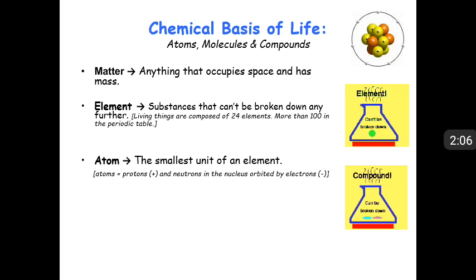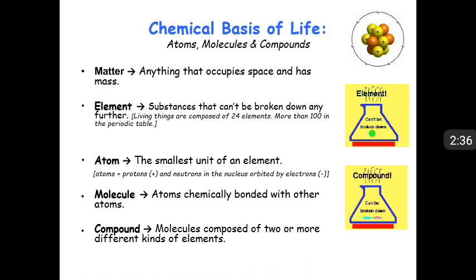Then what is an atom? The smallest unit of an element is called an atom. Atoms: protons, neutrons in the nucleus orbited by electrons. These are called atoms. These contain protons, neutrons and electrons. Then molecule: atoms chemically bonded with other atoms are called molecules. As we read earlier, examples of molecules are H2, N2.